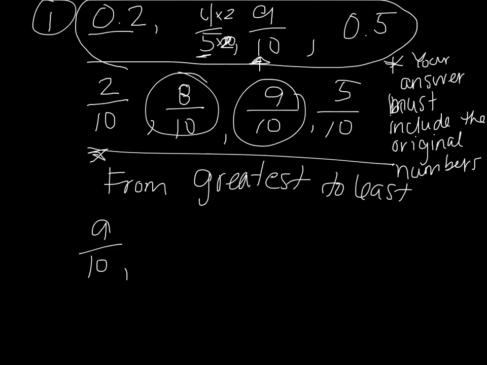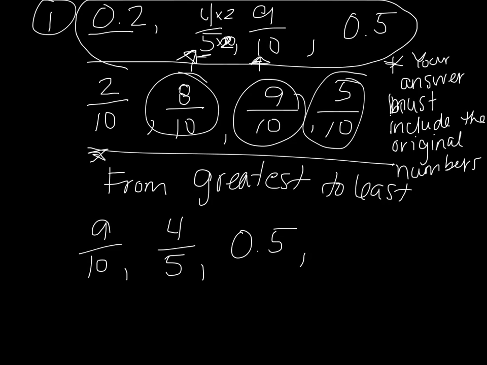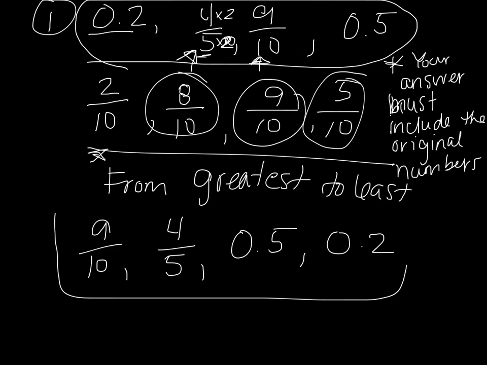Then it would be 8/10, but we need to write it as 4/5 because that was my original. Then it would be 5/10, which I need to write as a decimal. And then 2/10 would be our smallest. So here is our answer for that one. Now this one, it was easier to convert them all into fractions because I could see that they were all tenths or close to tenths. But that's not always going to be the case, especially in this next one. So let's try and figure out this next one.